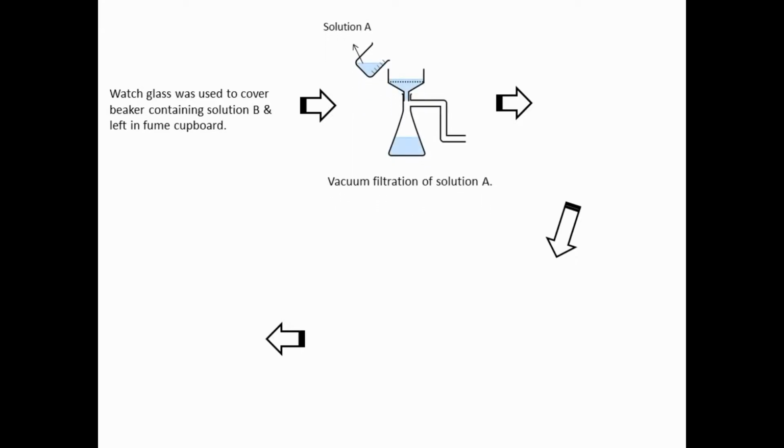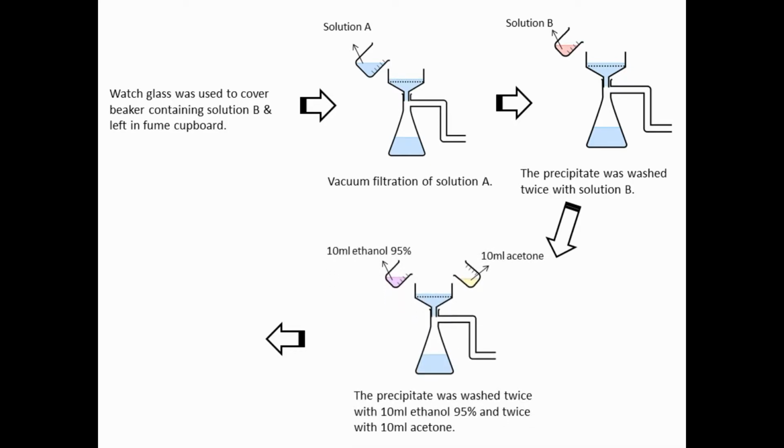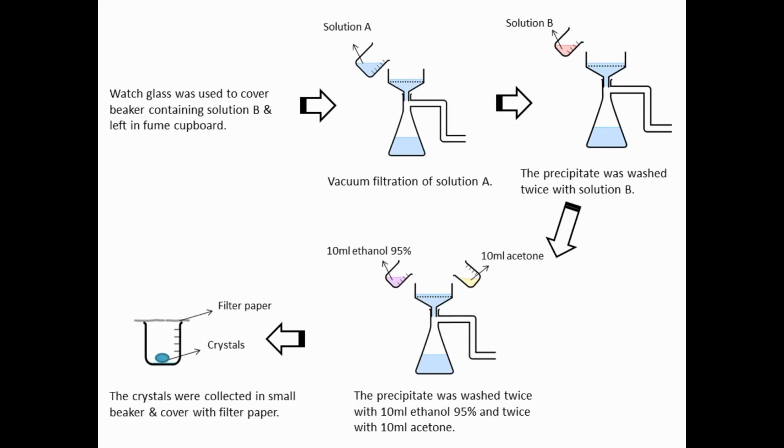Next, solution A was filtered carefully, and the crystals were washed twice with 10 ml of solution B. The crystals were washed twice with 10 ml of 95% ethanol and then twice with 10 ml of acetone. The crystals were collected in a beaker and covered with filter paper. The crystals were weighed and recorded.